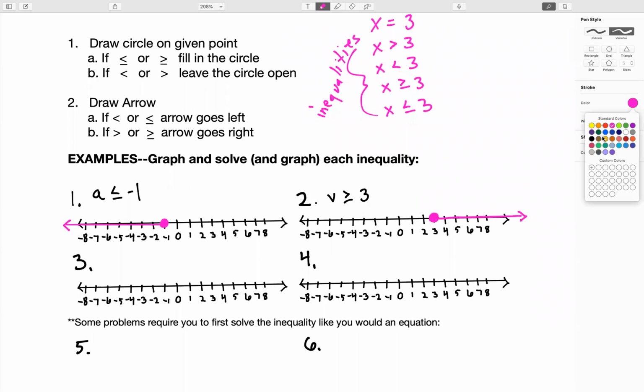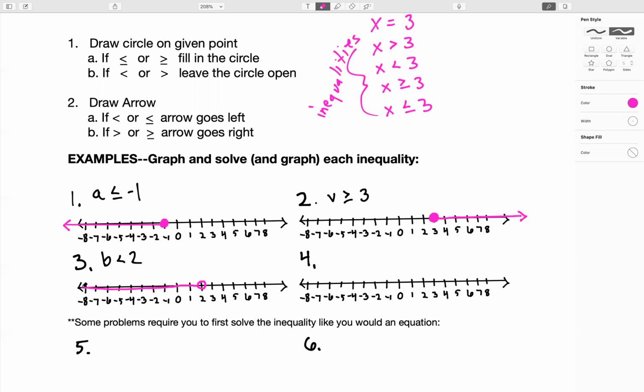Okay. How about this third one? And I want you to try this on your own. Number 3, we have b is less than 2. All right, assuming you have tried that, I'm going to just keep it consistent. So if it is less than or greater than, no equal, we're going to leave that circle open. And in this case, it's going to be right here at 2. Leave the circle open. Then we're going to draw our arrow. If it's less than, then the arrow is going to go left.